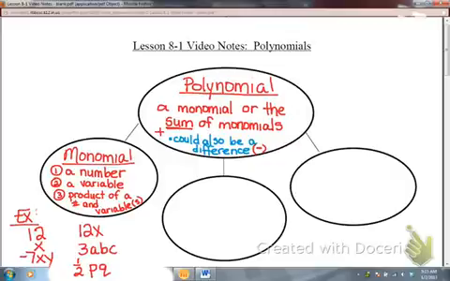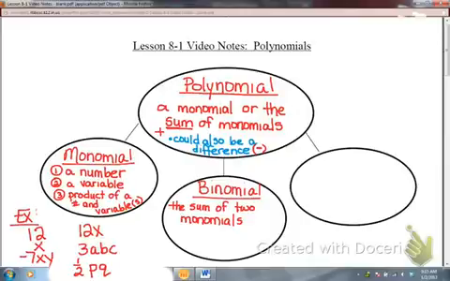Let's move on. There are two other types of polynomials. When we start adding monomials together, notice if you go back to the definition of polynomial, it says a polynomial is a monomial or the sum of monomials, and we said it could also be a difference. So when you start adding or subtracting monomials together, then you are making polynomials, and we have special names for some of those.